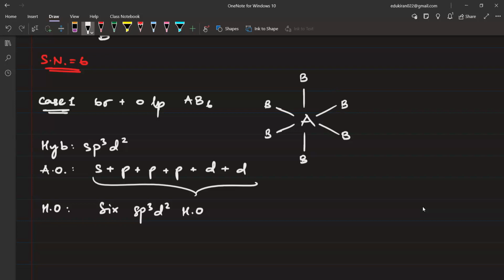Now, all of these are equivalent. There is no difference in any of them. All of these are completely the same. And the electronic geometry here is known as octahedral. You might ask, sir, there are only 6 here, where did octa come from? It becomes octahedral when you join these particular points. If you join these points, it will make an 8-faced structure.